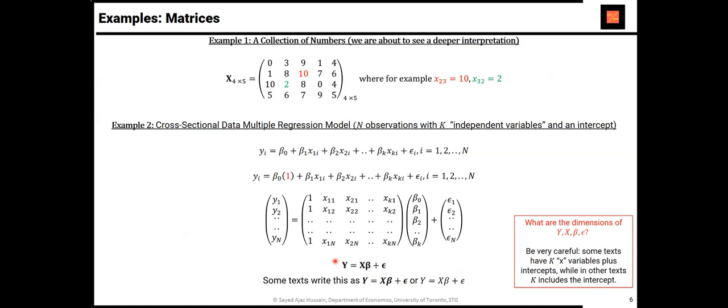So an example, just a simple collection of numbers. This could be anything. So here you have 4 rows, 5 columns. And if somebody wants to extract the second row, third column, there you have it, x23. And now you have the third row, second column, number 2.